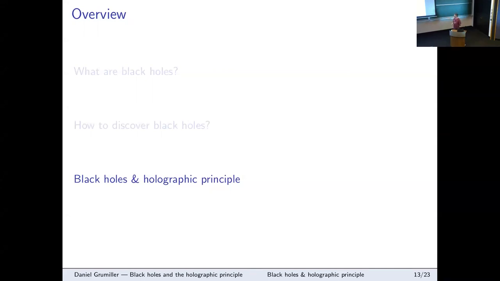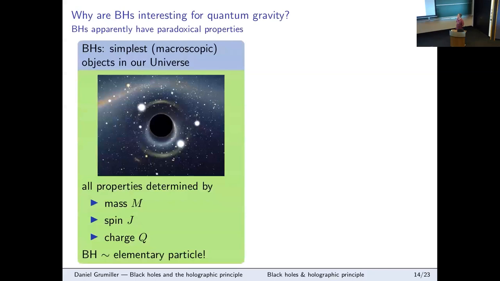So this will be the part that is more related to what I'm actually doing in research and also why I'm here at OIST in July and August. And it has to do with the fact that you may have heard of, namely black holes are of interest for quantum gravity. Sometimes it's even said that black holes may play a similar role for the development of quantum gravity as the hydrogen atom did for the development of quantum mechanics. So I want to explain, or at least mention, why this is the case.